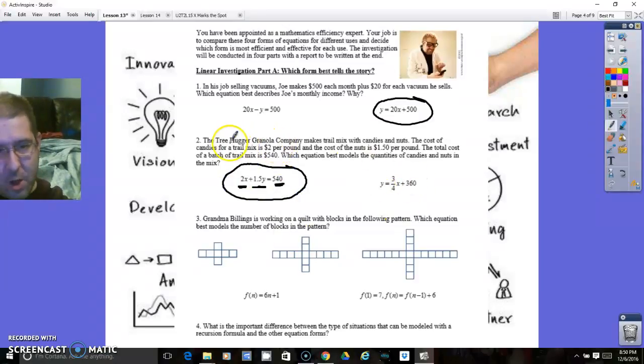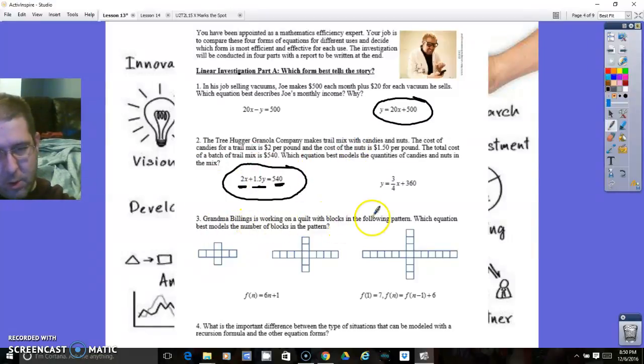This one, I don't even really know and understand how this equation is made from this, other than the fact that I could convert this into this. And that would be kind of the same thing. So I would prefer the standard form. So I could just put in X, the amount of candies, and Y is the amount of nuts, and done.